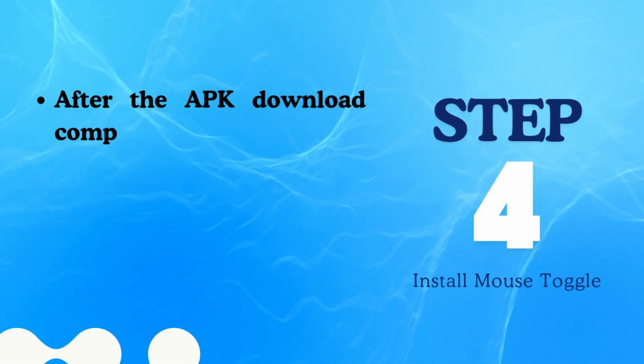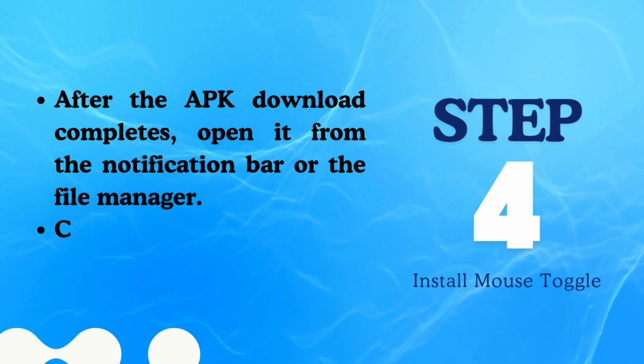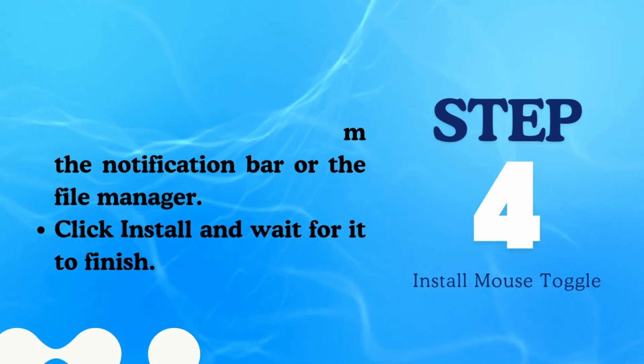4. Install Mouse Toggle. After the APK download completes, open it from the notification bar or the file manager. Click Install and wait for it to finish.